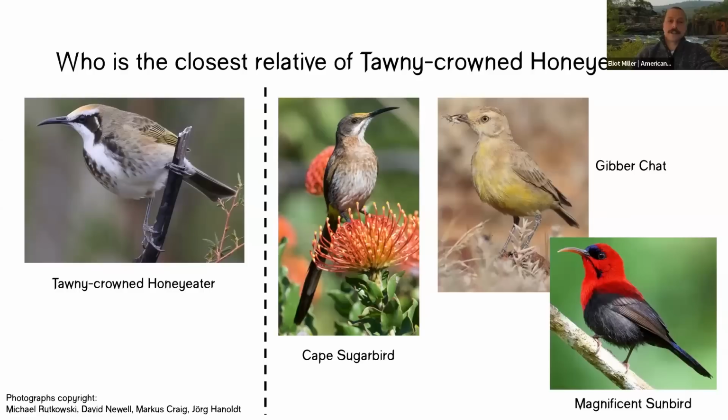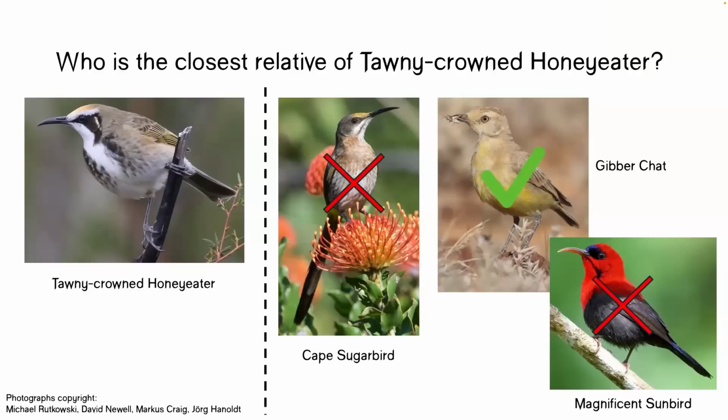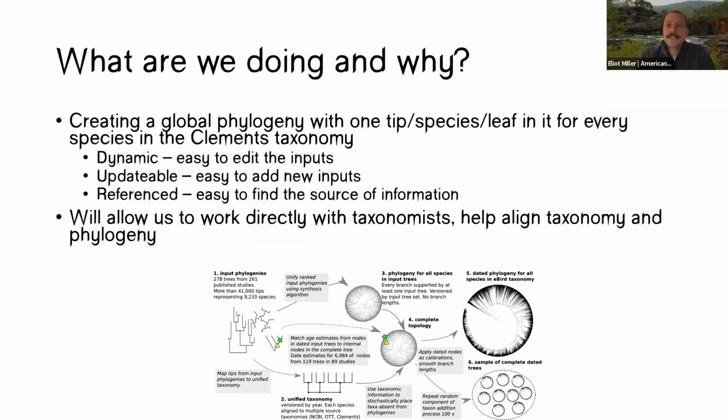Sorry, let me get the results up there for you. Yeah, a gibber chat is not a true chat at all, but it's actually just another honeyeater species. The other two, the nectarivores, the sunbird and the sugarbird, just look like that because they also go to flowers, and that's a really useful morphology to have for flower feeding. So that's kind of a nice example of the convergence somebody was asking about. Thank you.